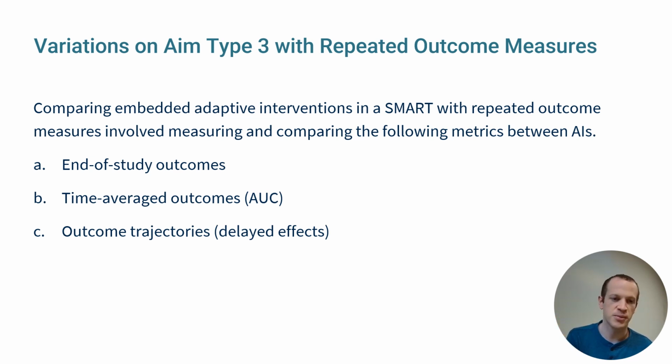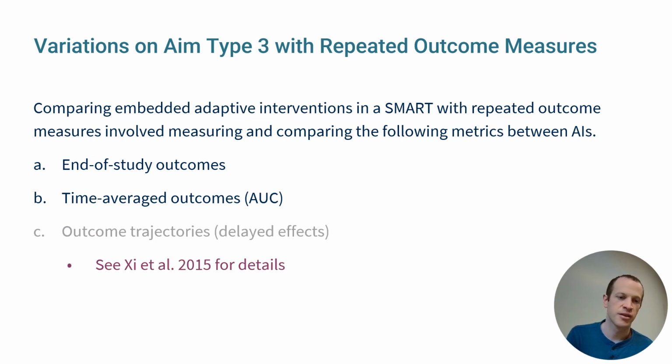And then lastly, you could also consider outcome trajectories. So not just a single point in time, not like the total or time average, but instead, what does the trajectory itself look like? And this is sometimes called delayed effects. For time, we won't be able to talk about outcome trajectories in much detail, but we'll refer you to Shi et al. 2015 if you want to learn more.